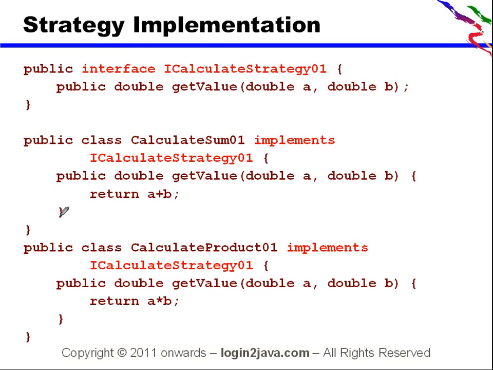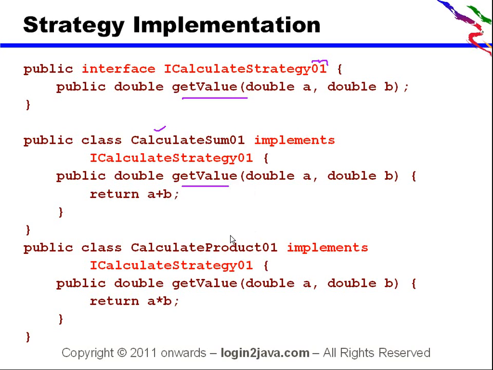The implementation will be similar to this, where we will be having an interface, ICalculateStrategy01. I have taken this 01 because I will be taking a few more examples. So this is our first example of strategy, that's why I have taken 01. And this is the first implementing class, CalculateSum01, that implements this interface, where we have a getValue method implemented in the concrete strategy, where we are returning a plus b.